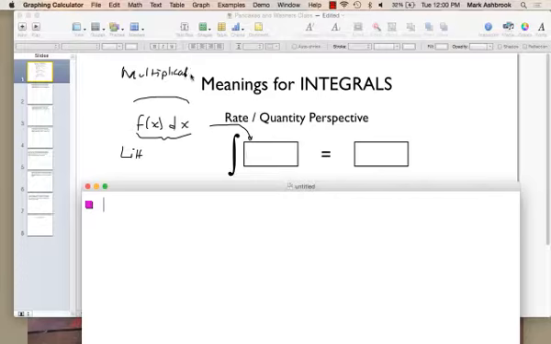Really important. It's the multiplication of what? m times change in x. But it's just a really small change in x, right? So what do we get? We get a little change in the quantity. When we multiply rate times change in x plus rate times change in x plus rate times change in x, as x increases, we get a little change in the quantity.